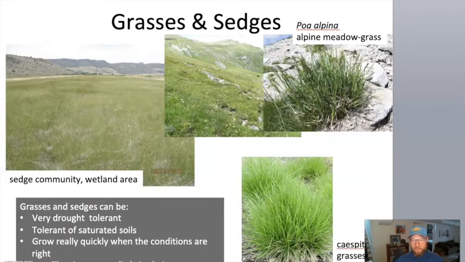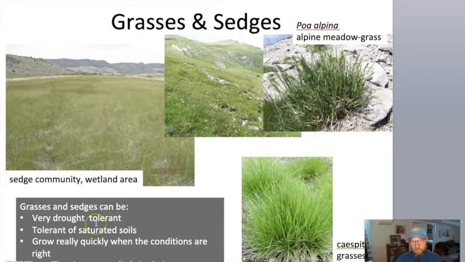I'm putting grasses and sedges together because they look similar and they have similar tolerances, but remember they are indeed different phylogenetic groups. So just some pictures of the grasses and sedges that occur. This is in an alpine meadow. You can see here in this left picture, all of these plants in here are sedges.